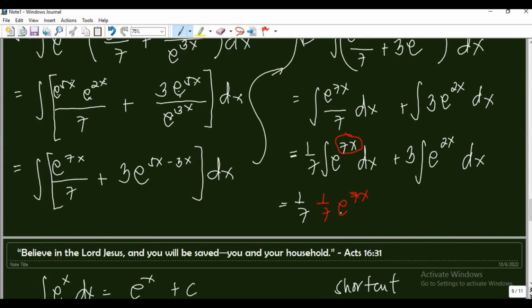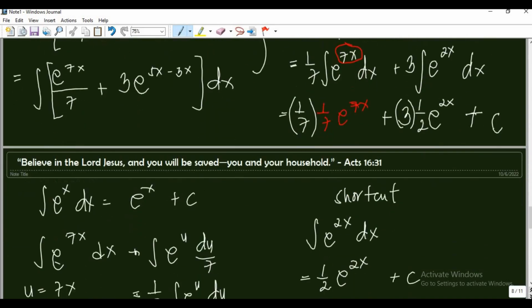Therefore, here, now, since the integral of e raised to 7x dx is 1 over 7 e raised to 7x, huwag niyong kakalimutan yung 1 over 7 sa labas ng integral. Plus 3, the integral of e raised to 2x, sabi ko kanina, just copy e raised to 2x, then take the reciprocal of this constant, which is 1/2. That is plus c. This is not yet our final answer, since we have to simplify our answer here.